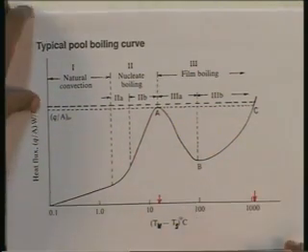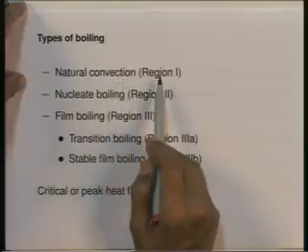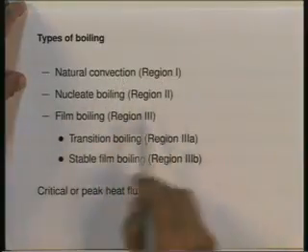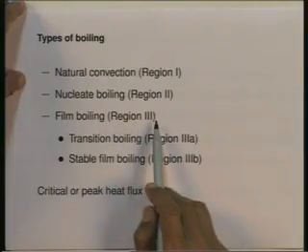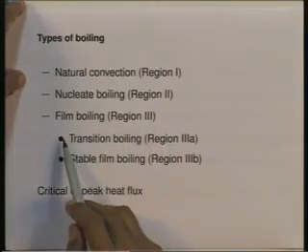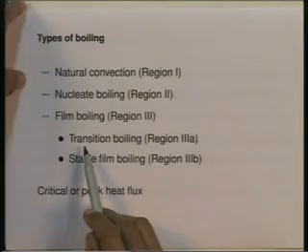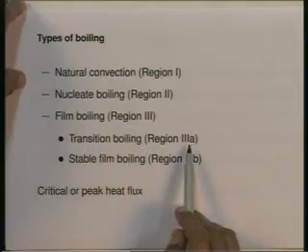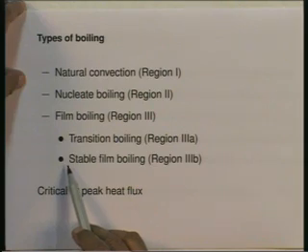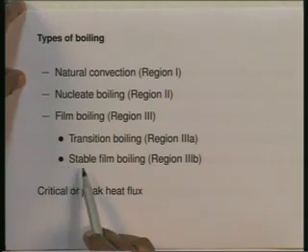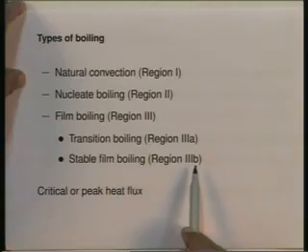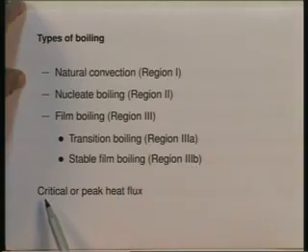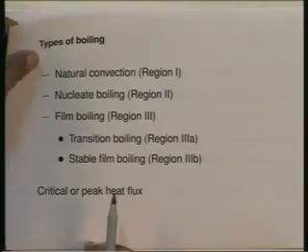So, that is why it is important that this point be known and the value of critical heat flux be known. So, let me again repeat, the types of boiling are natural convection region 1, nucleate boiling region 2, film boiling region 3. Film boiling itself has two parts, a part in which heat flux decreases with temperature difference called transition boiling, which is region 3A, and a part later where heat flux increases with T w minus T s, which is called a stable film boiling region 3B. And finally, we made a comment on what is the critical heat flux.